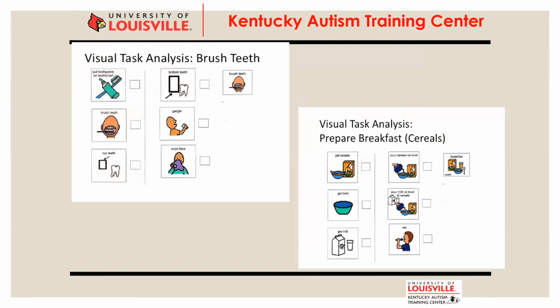So the goal is, with these, I would have my student check them off as we did it. I might have them use the little checkbox. I might have them pull the piece off if it was Velcro based. I would have them interact with this visual support somehow, right? And it's a nice way for them to prompt themselves without a person having to be there all the time.